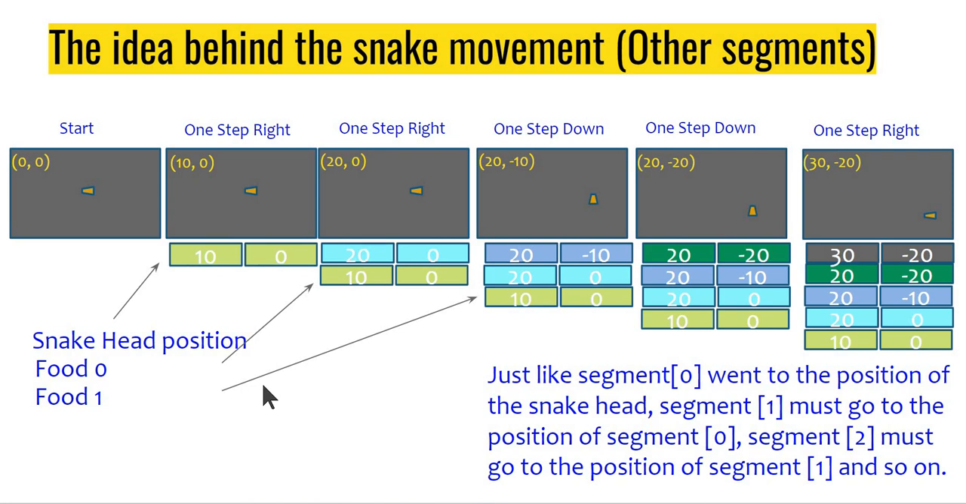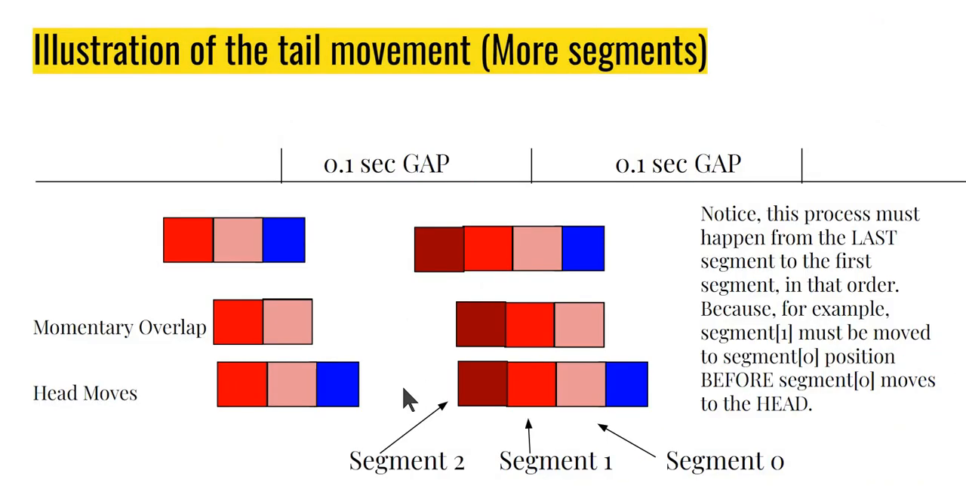Now, just generalizing that a little bit, just like segment 0 went to the position of the snake head, segment 1 must go to the position of segment 0, segment 2 goes to the position of segment 1, and so on. This keeps repeating every 0.1 seconds. There is a momentary overlap created, but that momentary overlap is resolved because the snake head moves away. So in the end, the effect created is that the snake tail is always following the snake head, as though it's kind of behind it. Let's see this a little bit more clearly on a timeline.